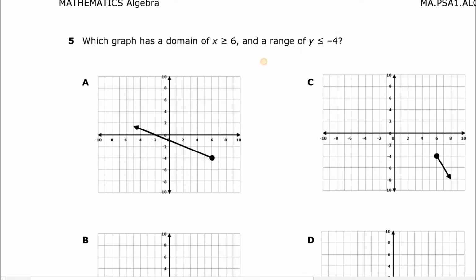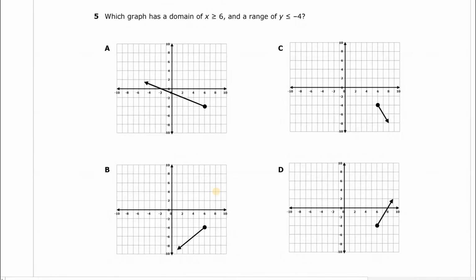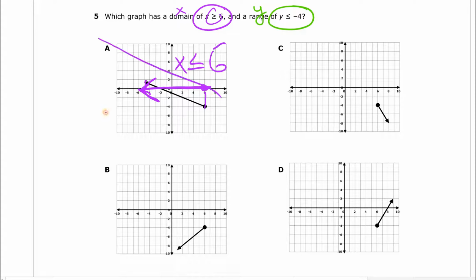On the next question, number 5, asks for which of these graphs has a domain, which is x, of x is greater than 6, and a range, which is y, of y is less than 4. So we look at the graphs. If I bring this up to my x-axis and bring this down to the x-axis, this is everything from 6 to the left. So that's x is less than or equal to 6, which is the opposite of what we want. So it's not A.